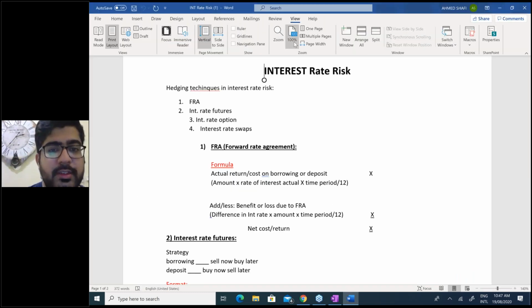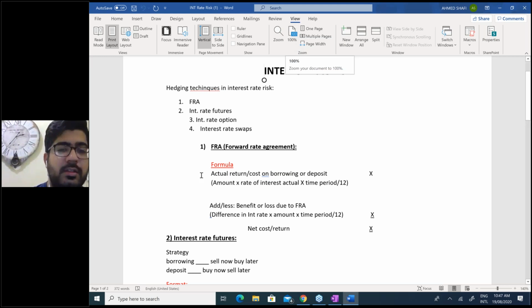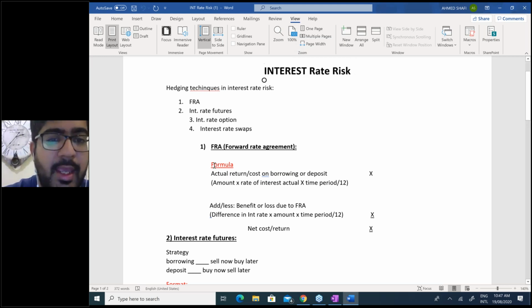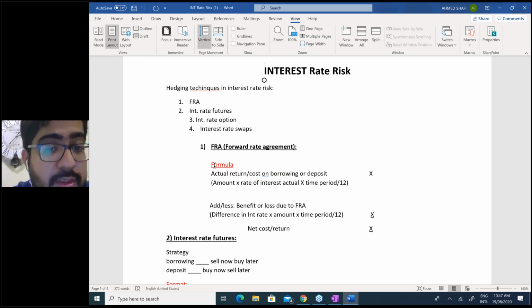Okay. Now, what is the working format of FRA? For FRA, you need to take the following formula: actual return or cost on borrowing or deposit. I am not sure whether you will get a borrowing case or a deposit case, so that's why the format is made to cover both. You need to take actual return on deposit if it's a deposit case, or actual cost of borrowing if it's a borrowing case. Because if it's a borrowing case, we have to take the incurred cost. So cost on borrowing, or if it's a deposit case, return on deposit.